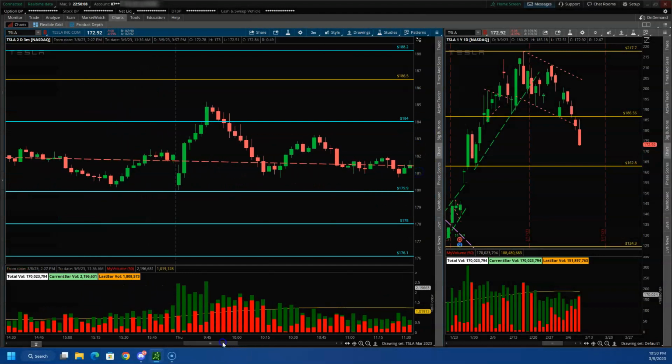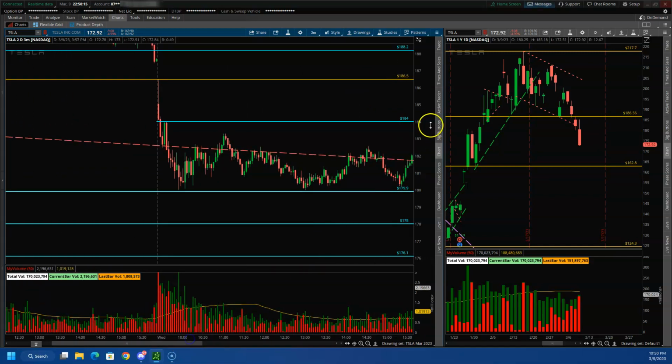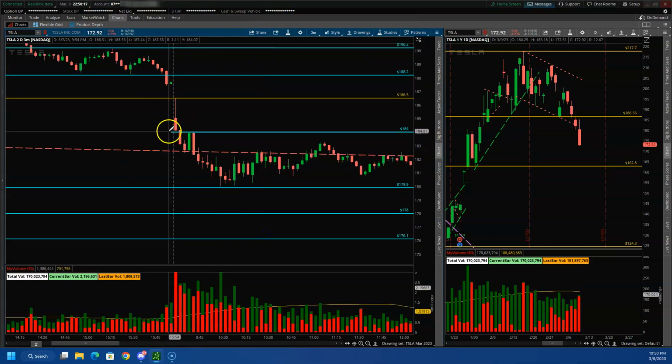Ideally, I would definitely have shorted if it had gone towards 186.5, because if you go back, that's where it got rejected from the previous day. It opened up, it went back up, and on the first 3-minute bar, it got rejected.